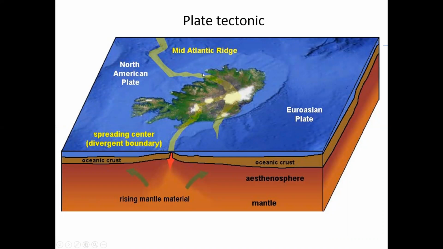You have Iceland as a country located along the boundary of two plates. You have the North American plate, you have the Eurasian plate. So now you have a diverging taking place such that one part of Iceland is going in this direction, the other part of Iceland is going in the other direction. So eventually that means the country is slowly but surely becoming bigger because of that spreading, right?